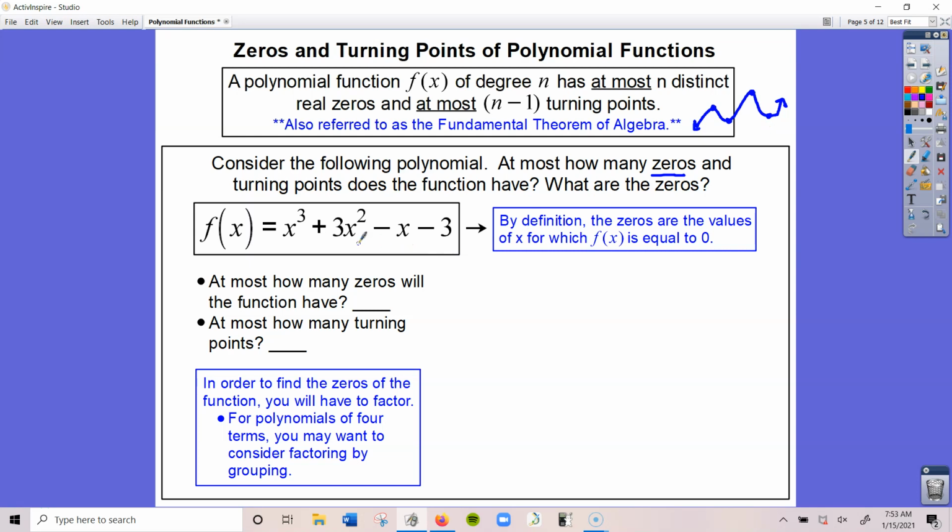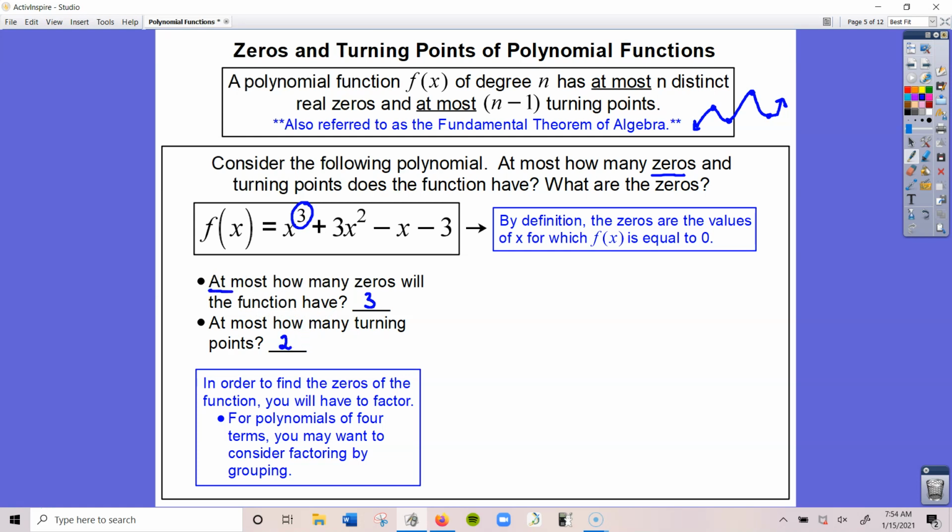So here we have this equation, x to the third plus 3x squared minus x minus 3. So remember, by definition, the zeros, the x-intercepts, are the values of x for which f of x is equal to 0, meaning that we would have to set this equation equal to 0 in order to find those x-intercepts. So just by looking at the equation, I can tell that we're going to have 3 x-intercepts. And turning points, it would have at most 2.